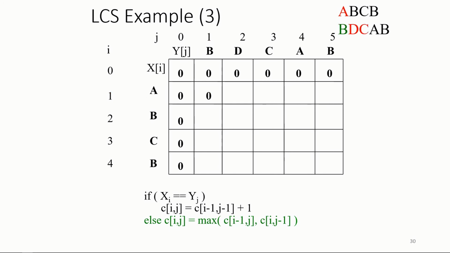Next, while populating C12, we again don't have a match. We don't have a match in this case also, but while populating C14, we have a match. In this case, we will be using the if clause, and the value for this cell will come from the diagonally up plus 1.